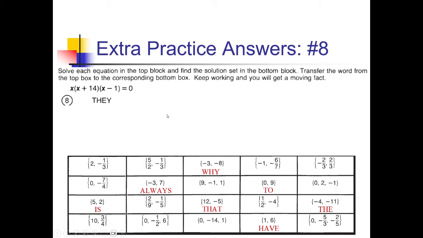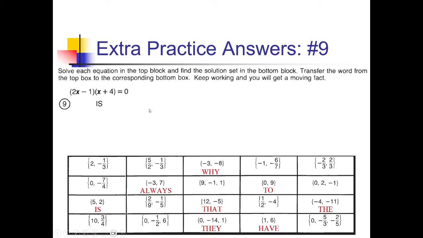For number 8, they're upping the ante here. We have not 2, but 3 different factors. And the good news is we can set each of them equal to 0. Setting the first thing equal to 0 just literally gives us x equals 0. So that's nice. And then we have x plus 14 equals 0 and x minus 1 equals 0. Subtracting 14 gives me negative 14 as one of my other answers, and then adding 1 over here gives me my third answer of 1. So we have 0, negative 14, and 1. Let me see if I can find those. All 3 of those are right down here, bottom center, so that's going to be the word they.